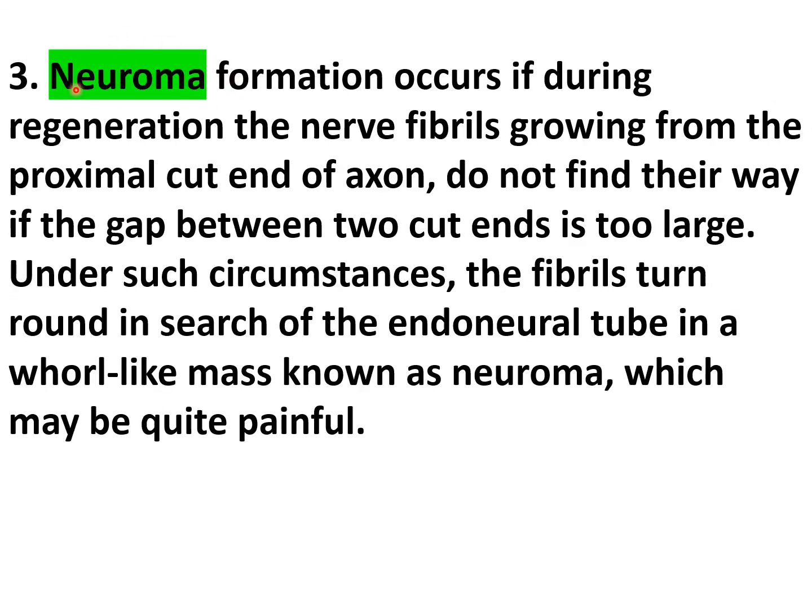Then neuroma. Neuroma formation occurs if, during regeneration, nerve fibrils growing from the proximal cut end of the axon do not find their way because the gap between the two cut ends is too large. Under such circumstances, the fibrils turn round in search of the endoneural tube in a whorl-like mass known as neuroma, which may be quite painful.